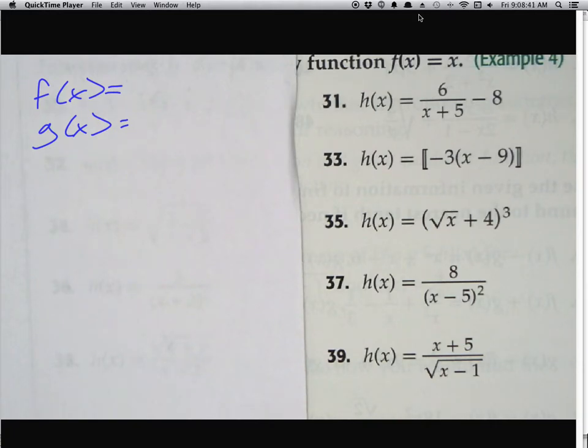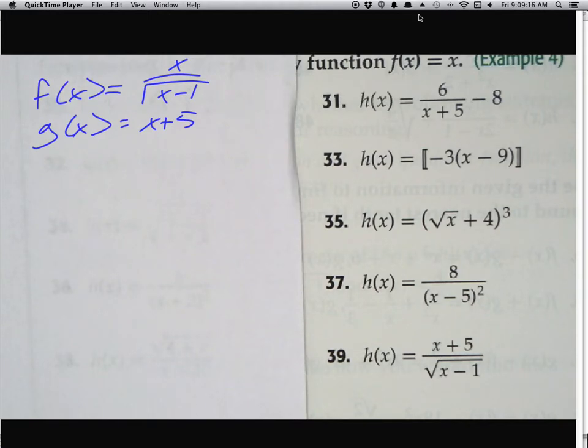X plus 5 over the square root of x minus 1 for g, and then f equals x. It's cheap. Neither one of your functions can be just x. Okay? Because the directions say neither function may be the identity function f of x equals x, which is what you're doing. So neither function can be x. G of x is x plus 5, and then f of x is x over the square root of x minus 1. You guys like that?